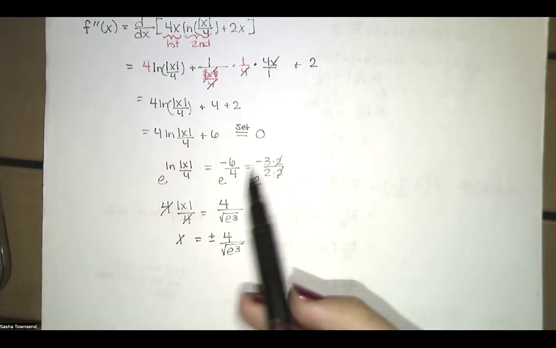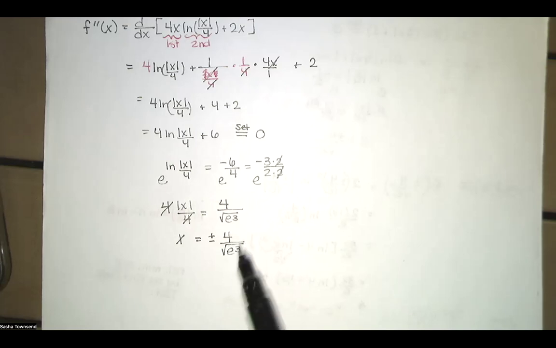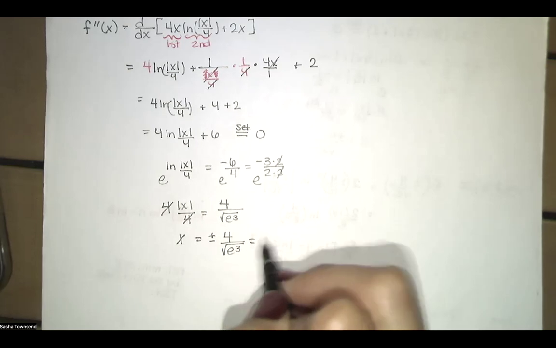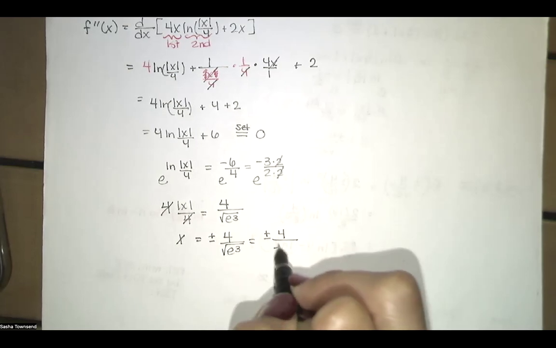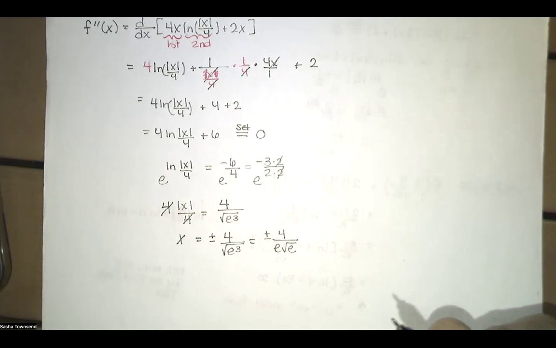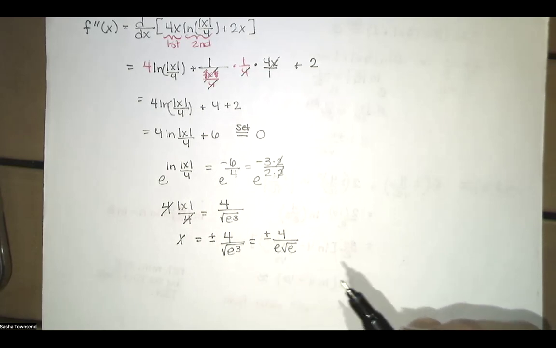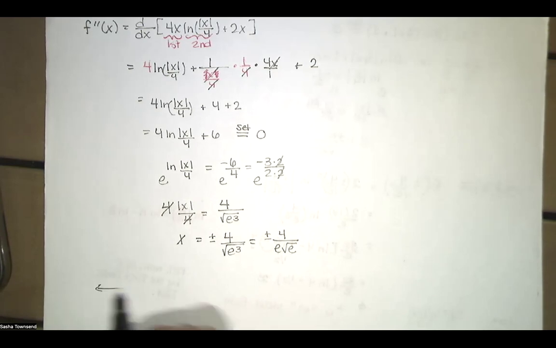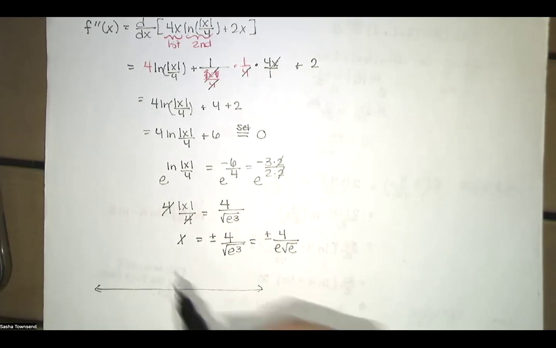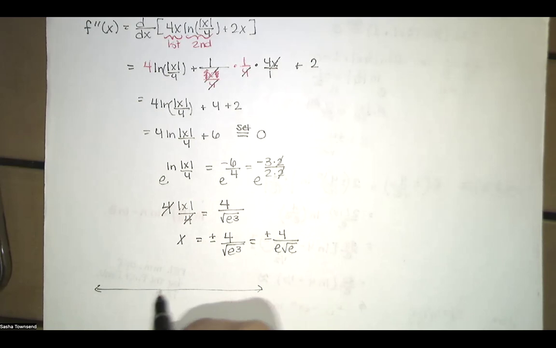So the second derivative is 0 at x equals a positive 4 divided by the square root of e cubed, which you can rewrite if you want to as e times the square root of e, and negative 4 divided by the square root of e cubed. So let's make a sign chart. Or you can just write it as e to the 3/2 in that denominator, same thing.